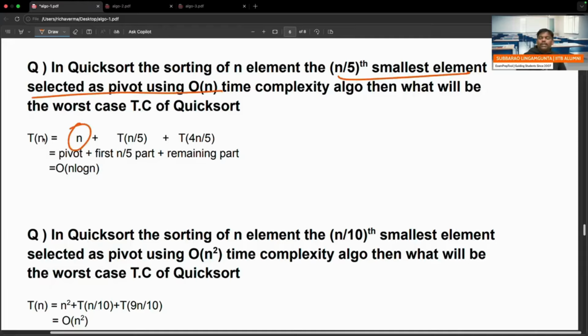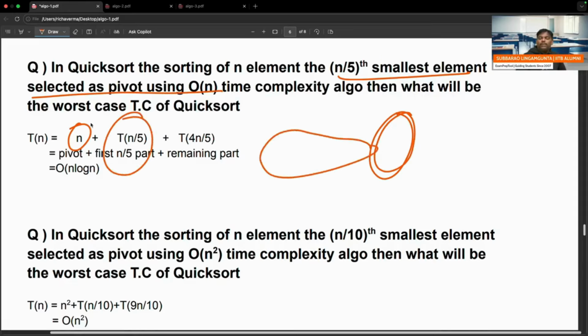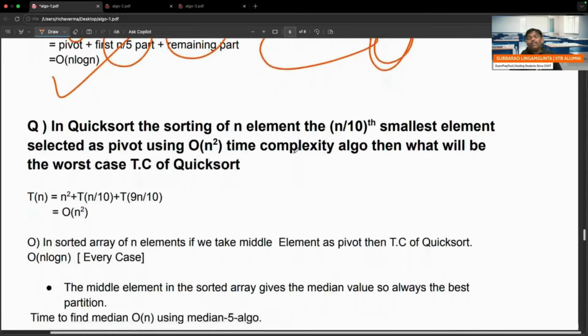Pivot selection is order of n. When you select the n by 5th smallest element as a pivot, the pivot element will go to its correct place, the n by 5th place. Left side is n by 5 minus 1, right side is the remaining. If you solve this one, you will get n log n. So remember, n by 5th smallest element as a pivot.